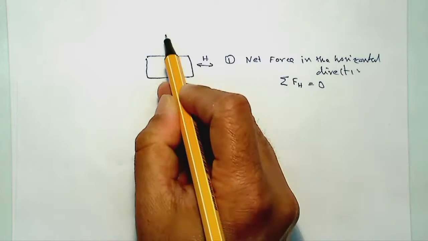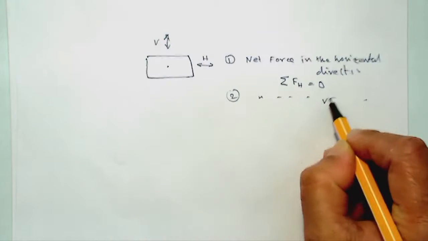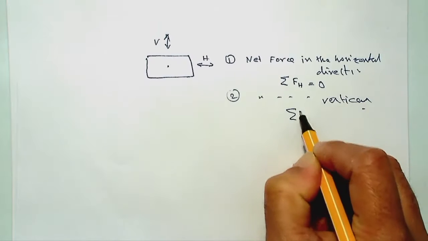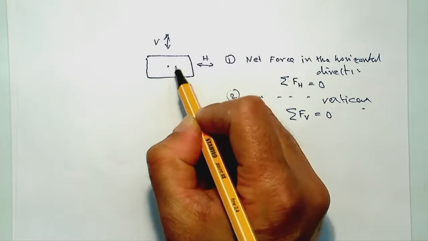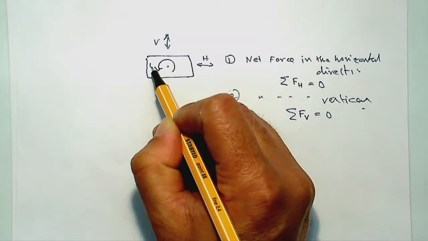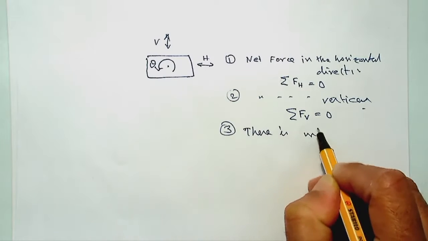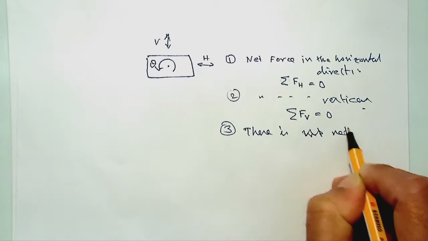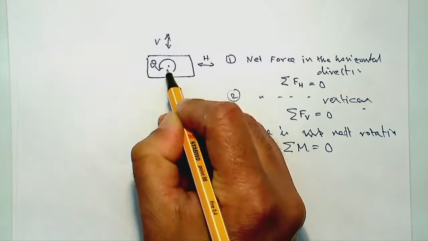You can also say, okay, this does not move in the vertical direction. So that means there is also no net force in the vertical direction, which gives you summation of all the forces in the vertical direction as zero. Now, this could be in any two directions, but we use perpendicular, horizontal and vertical just to make the calculation easier. And the third thing, you say there is no net rotation. So it does not rotate, which means summation of moment about this point is zero.